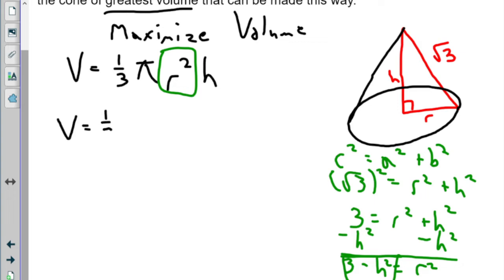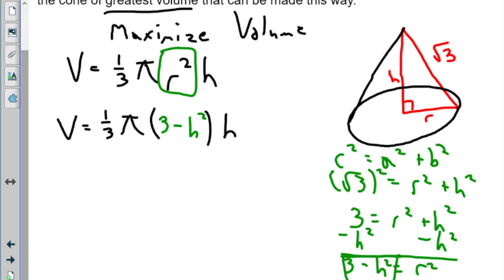So volume is 1/3 pi times r squared times h. And we just decided that r squared is 3 minus h squared. Again, if you want to solve for r with the square root and then square it back out to get the 3 minus h squared, then go ahead and do that. So now we have the volume equation with one variable in it. So now we can take the derivative.